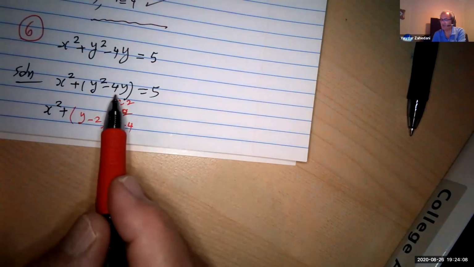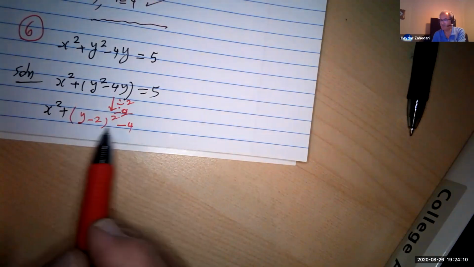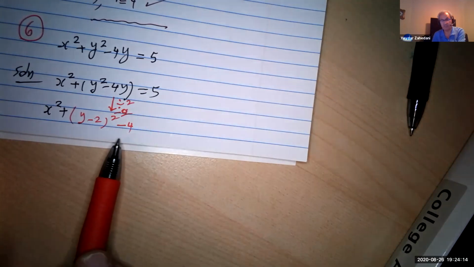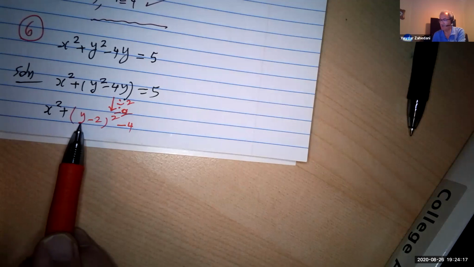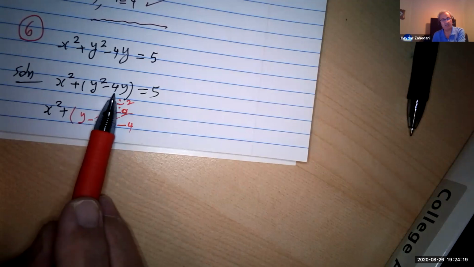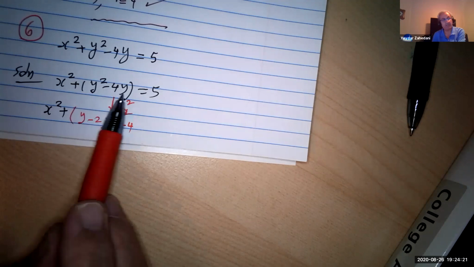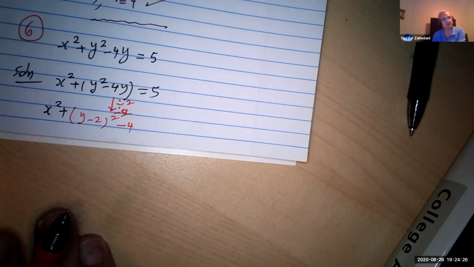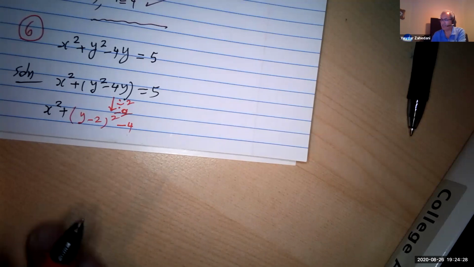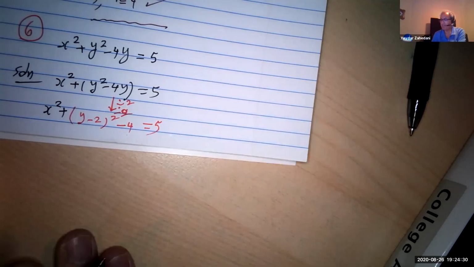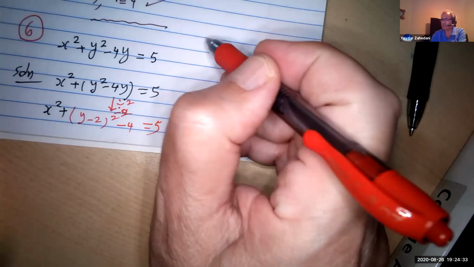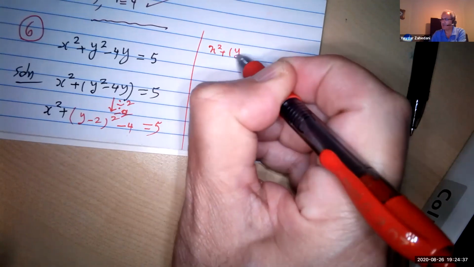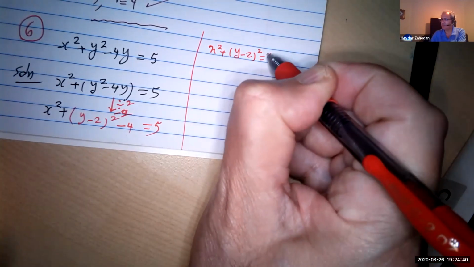You divide this coefficient by 2 to get the number. As soon as we get the number, you have to subtract its square. Because when you square it, we get 3 terms: y squared, negative 4y, plus 4. There is no plus 4 here. So if you put the negative 4, the plus 4 and negative 4 cancel each other out. So this is equal to the 5. Now you move the 4 to the other side. I'll put it over here. That gives you x squared plus y minus 2 squared equal to 5 plus 4.